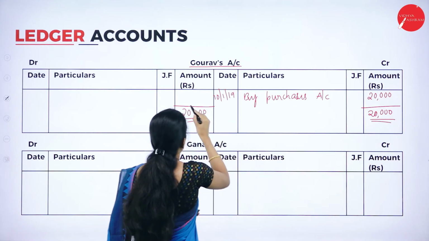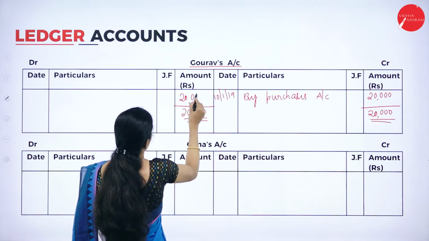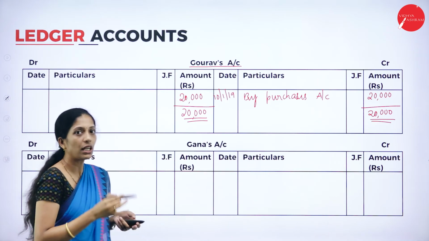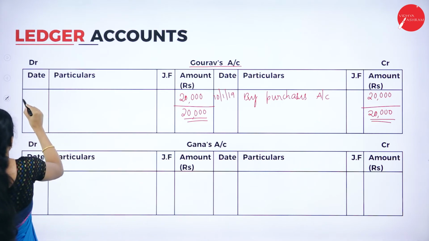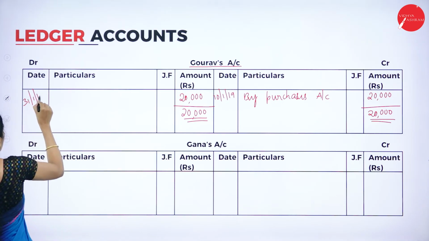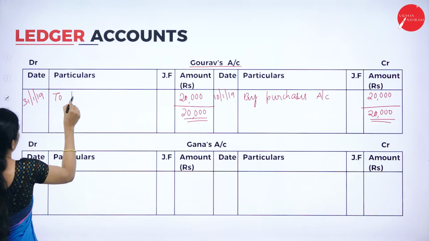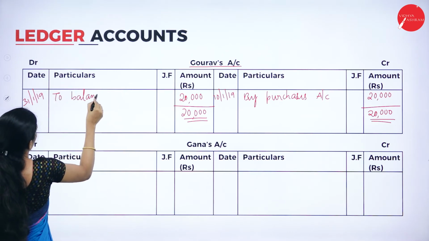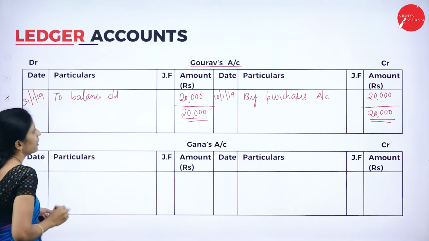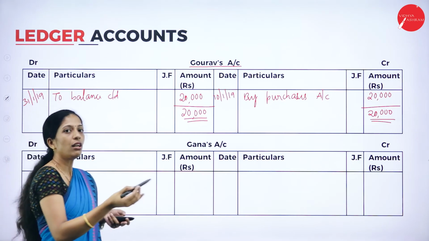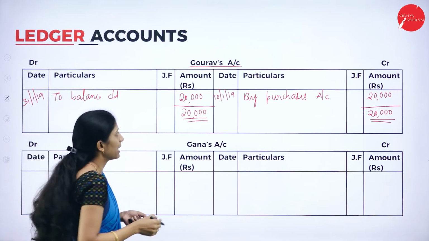And the balancing figure will be 20,000. So what is this 20,000? Carried down balance. So when do we carry down? At the end of the month. So to balance, carried down. So whatever the amount you have carried down, bring down to the next month beginning.